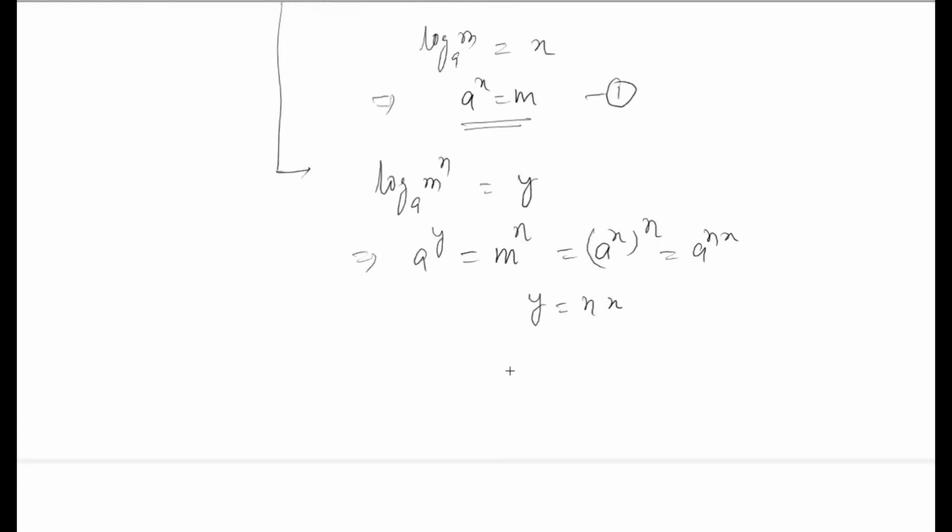Now, this a to the power x, the whole raised to the power n, is there. In the next step, I can say that this is a to the power nx. Now, both the sides, the base is same, so the power should be the same as well. So y should be equal to nx. As y is equal to nx, let's put the values down. So log m to the power n to the base a should be equal to n into log m to the base a. This is your result, which is over here.